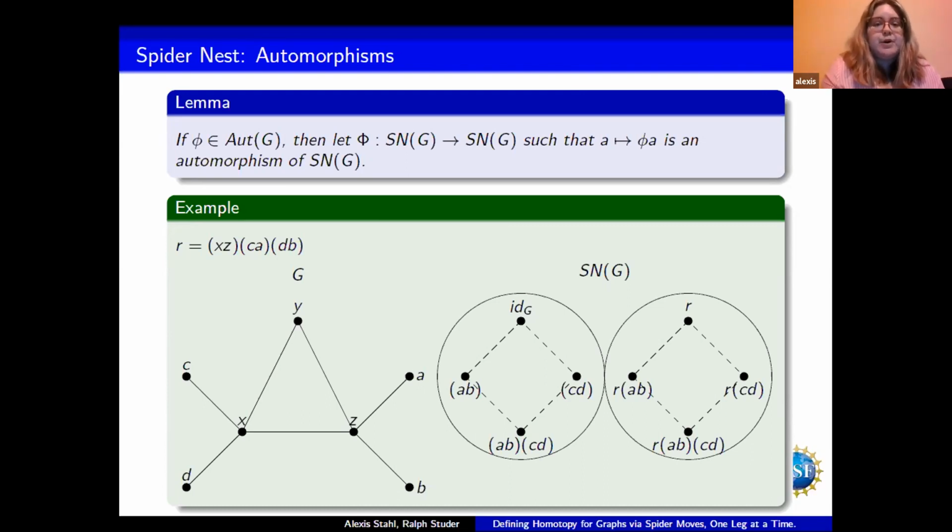So if we were to compose it, let's say phi was CD, switching C and D, and we compose each of these vertices of the spider nest. So we get identity composed with CD gives you CD. AB composed with CD gives you ABCD. ABCD composed with CD gives you AB, and CD composed with CD gives you the identity. So you can see that no matter what, they all are still in the automorphisms, and you actually get all 4 elements again. And the same thing happens in the right-hand component as well.